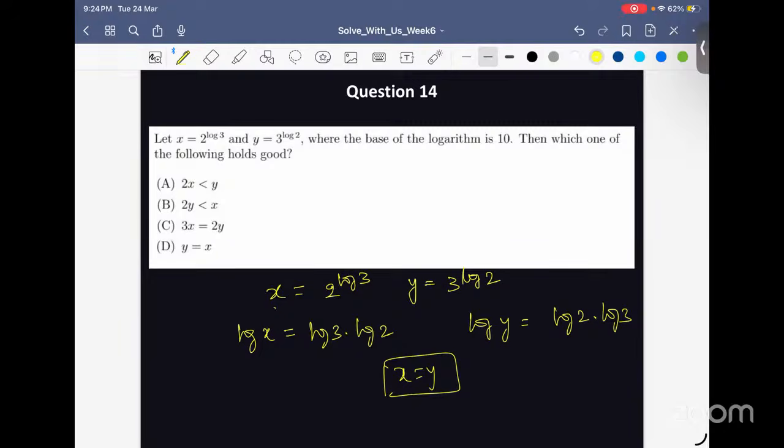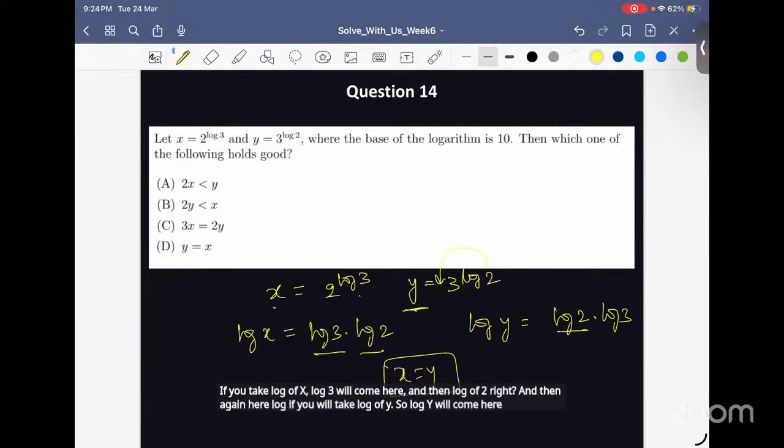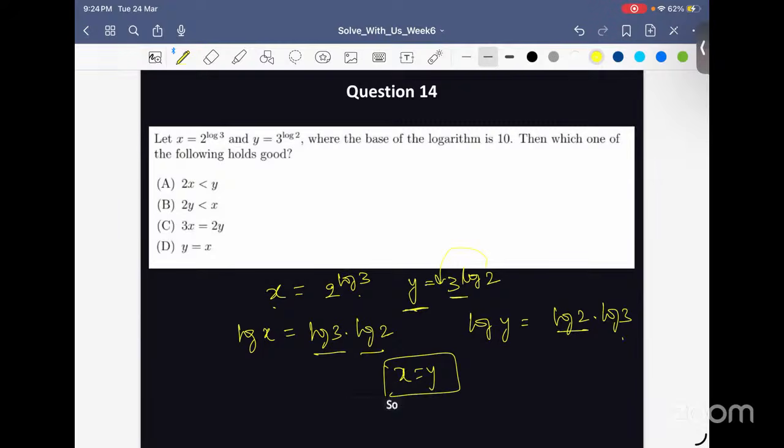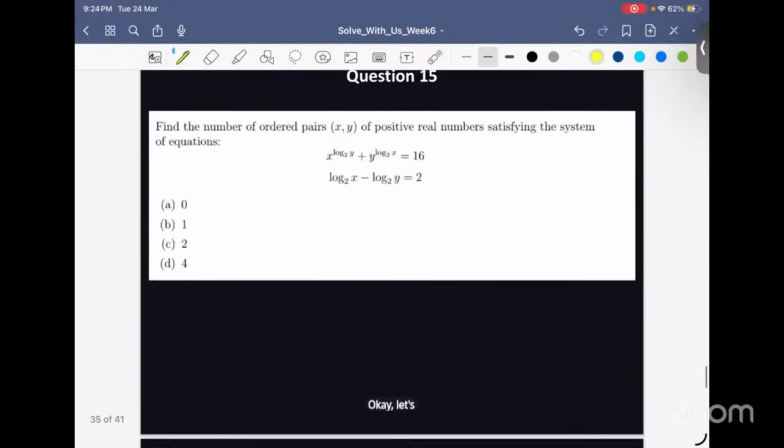Yeah, both are same. X equals to y. If you take log of x, log 3 will come here and then log of 2. And then again if we take log of y, log 2 will come here, and log of 3 will multiply. So this was very simple. Okay, let's move to the next problem.